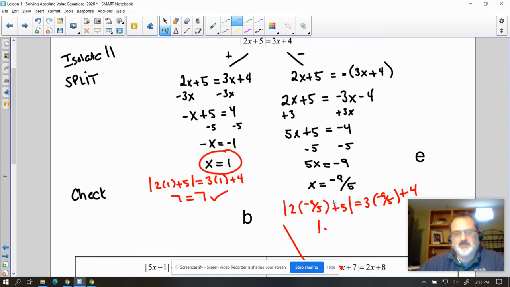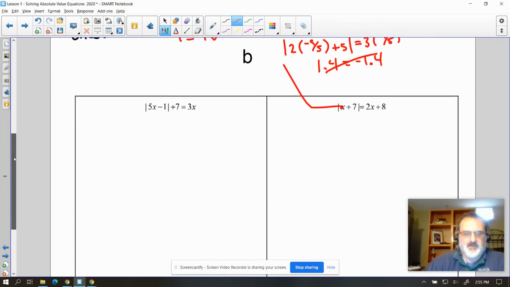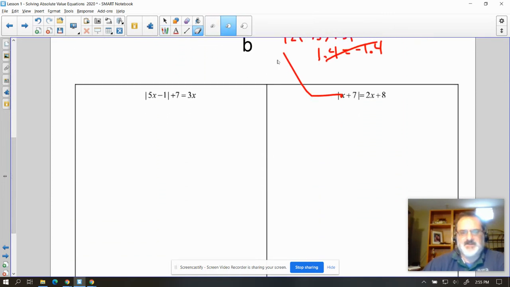Positive 1.4 tries to equal negative 1.4, and that is not correct. That's a false statement. So this is not one of my solutions. So this is what we call an extraneous solution, meaning it is a solution, but it's an extra solution that I don't want because it's not true. So with these problems, you have to check all your answers, unfortunately. Let's go ahead and erase this. Let's do a couple more examples here.